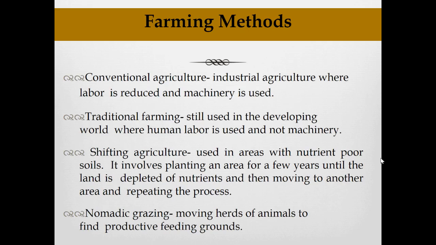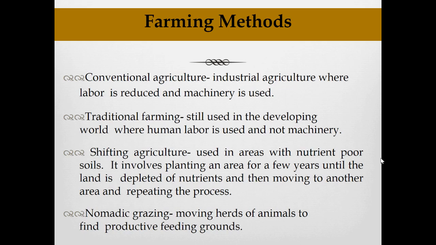So here we go. Here are some examples of some common farming methods. Ones that we're probably most familiar with are conventional agricultural methods. This is with industrial agriculture, where labor is going to be reduced and machinery is going to be heavily used. So we're going to be using things that help to harvest massive amounts of crops, versus traditional farming, which is still often used in developing countries, where human labor is going to be used a lot more frequently than machinery.